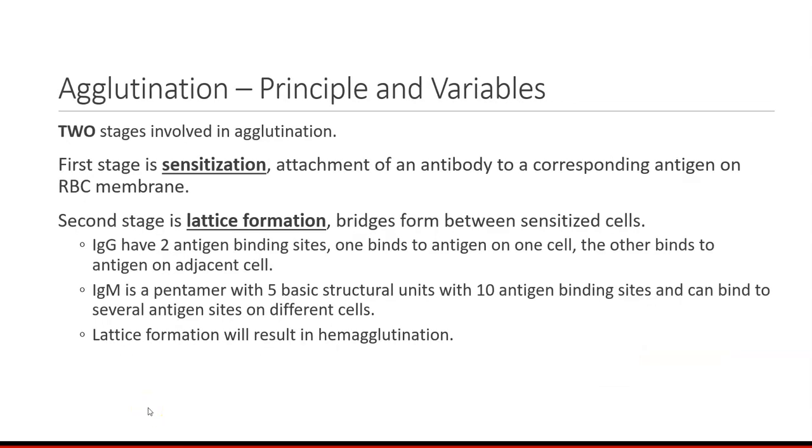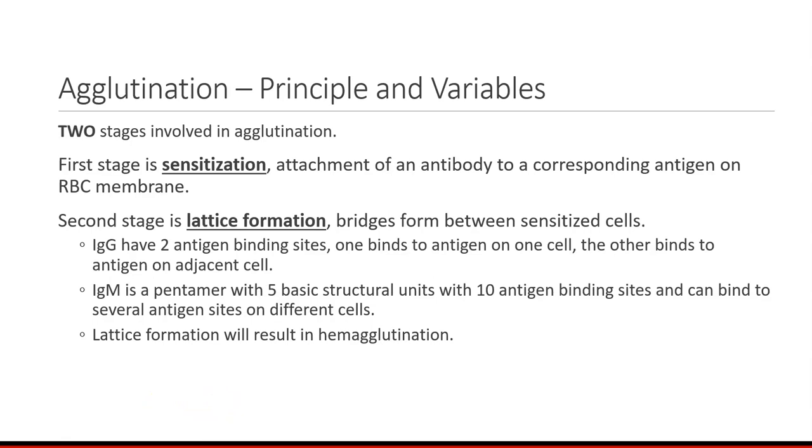It is crucial that you memorize the principle and the variables involved in agglutination. Agglutination involves two stages. The first is sensitization, and the second is lattice formation, and each has limitations. The first stage, sensitization, is simply the attachment of a single antibody to a corresponding antigen on the red cell membrane. The second stage is lattice formation, where bridges form between sensitized cells.